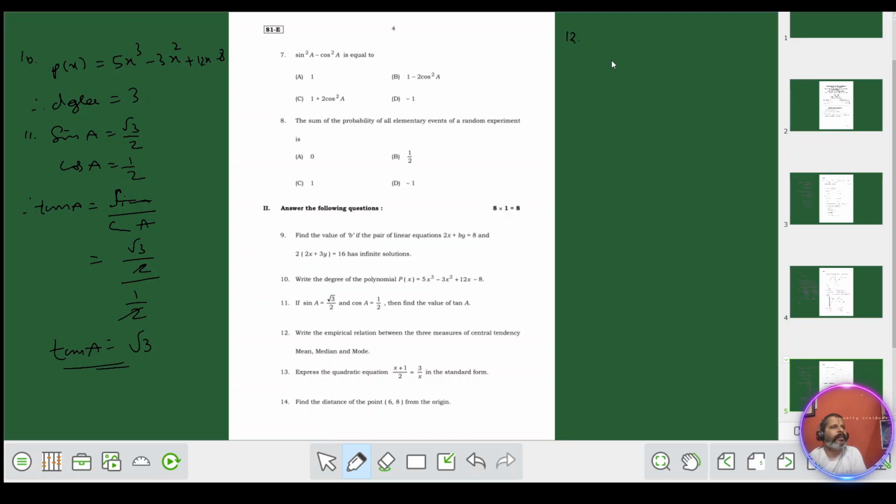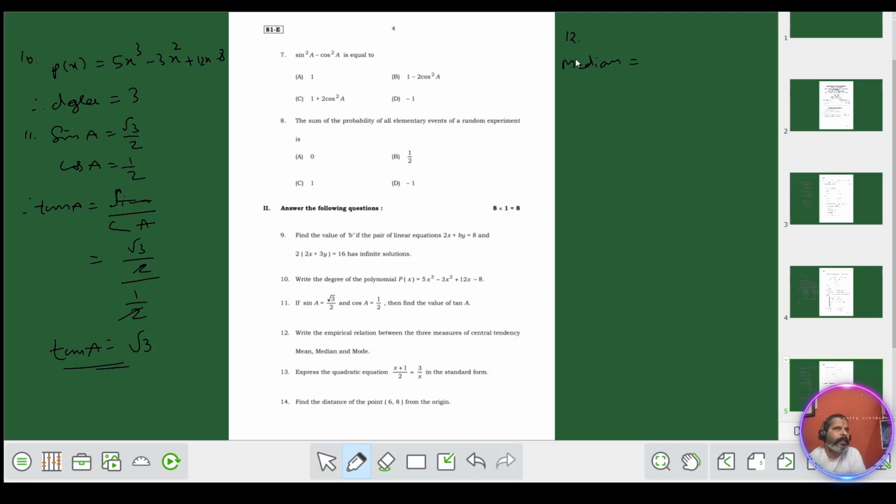Let's see the 12th one. Write the empirical relation between the three measures of central tendency: mean, median, mode. Please remember this is a very important one while you study the probability chapter. Students will ignore that. No, don't ignore. It is just a relation. What is the relation between the empirical entities? Mean, median, mode.